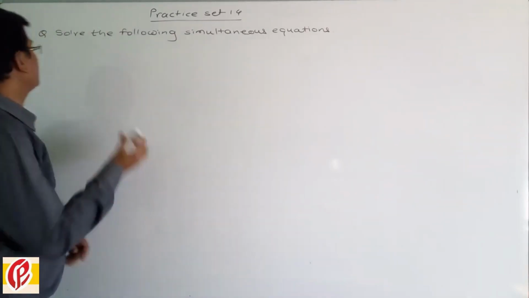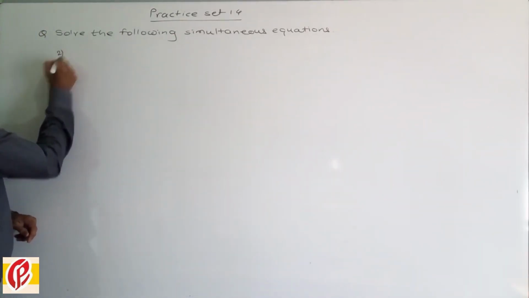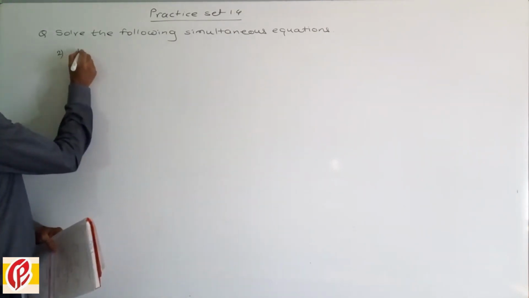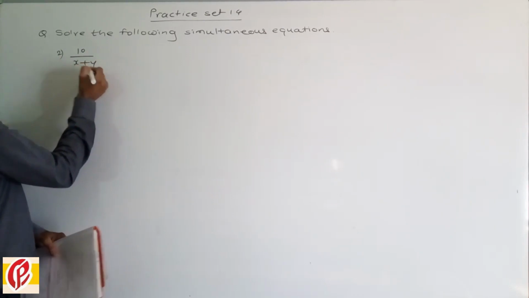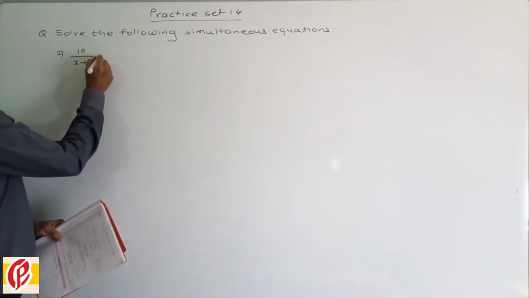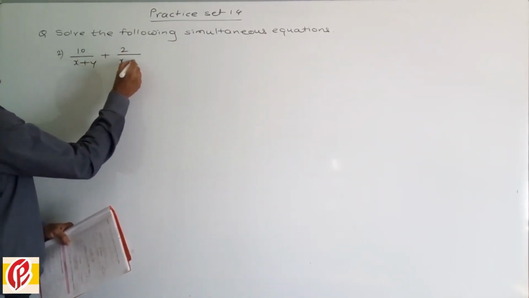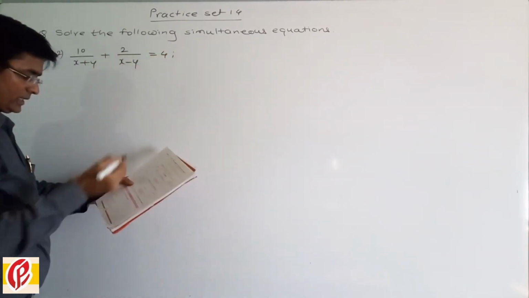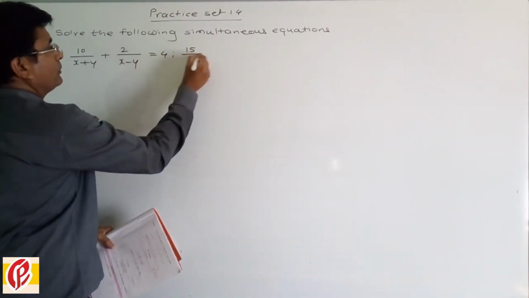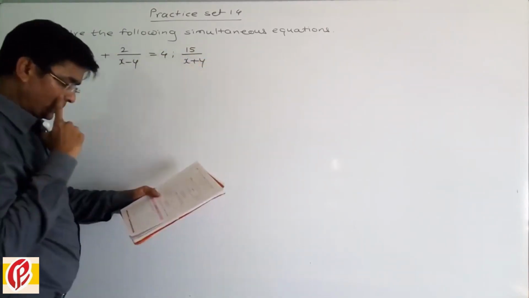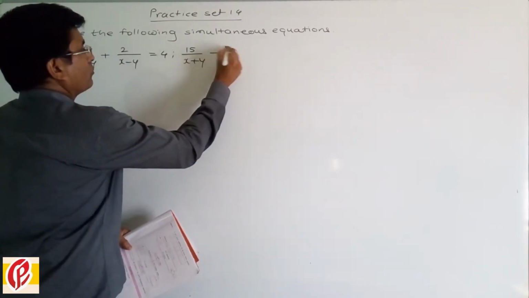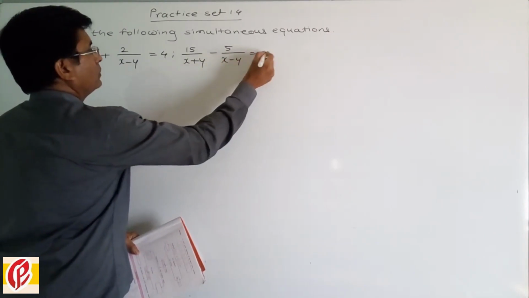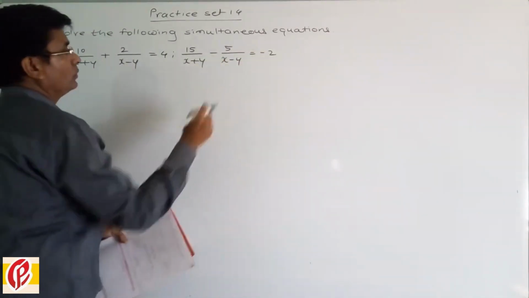Now I will take the second sum. What is the second sum? 10 upon x plus y plus 2 upon x minus y is equal to 4. And the second equation is 15 upon x plus y minus 5 upon x minus y is equal to minus 2.